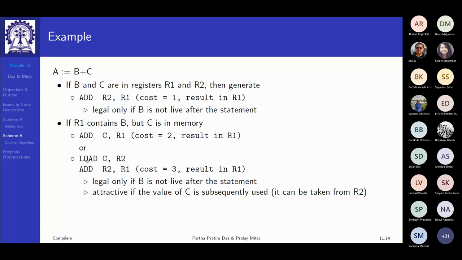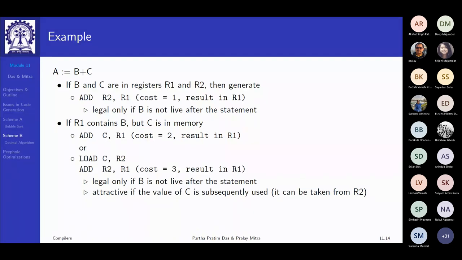Otherwise, what I can do is load C into register R2, bring it to the first case, and then add R2 to R1 and keep the result in R1. This will have a cost of 3 because load is 2, add is 1. So the cost is 3. The result will be in R1 and B will get invalidated. So again, it is legal if B is not live after the statement. And this may be attractive over the first one, even though this has a higher cost. But this may be attractive if the value of C is subsequently used, because it remains in R2 after this instruction, and therefore it can be reused.